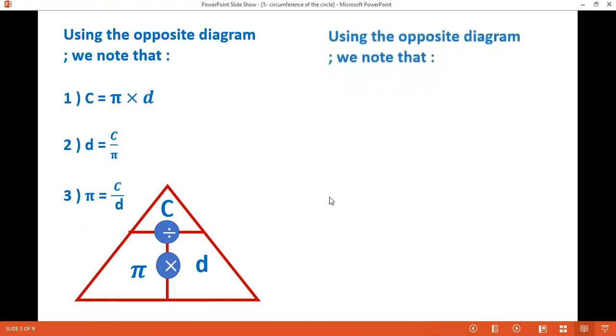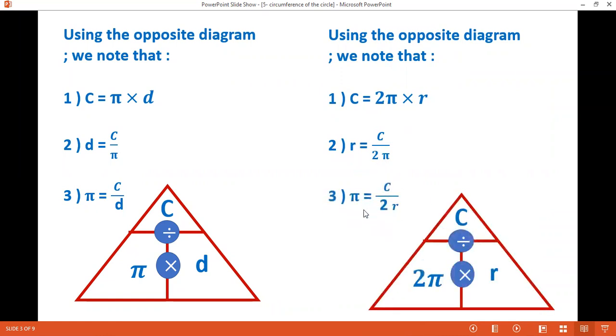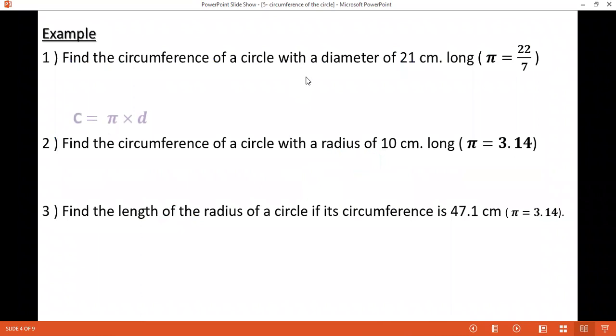And the opposite one, look here: for the circumference, if they give me the radius length, it's 2 pi r. If I want r, circumference over 2 pi. And if I want pi, circumference over 2 radius. Okay, this is very important. These are our rules for the circumference of the circle. Okay, let's start to solve.